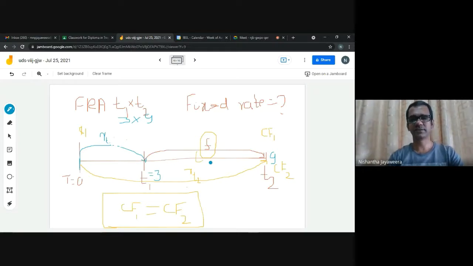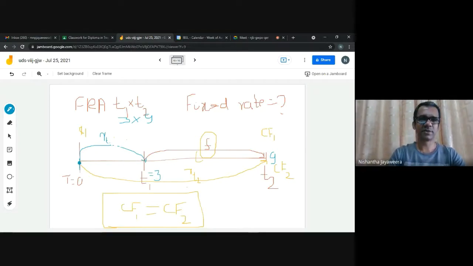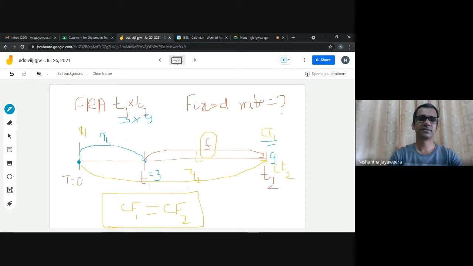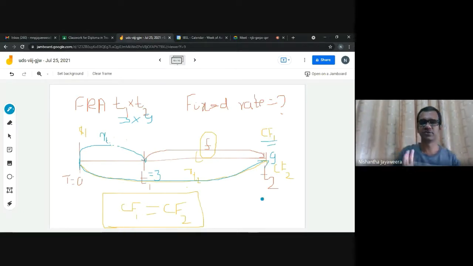To do that, the assumption here is you invest some amount for a 3 month period, you get the maturity proceeds, then you invest that maturity proceeds for another 6 month period. You get a cash flow. That should be the same as the maturity proceeds that you get if you invest the same principal amount at time 0 for the whole period, that means for the whole 9 month period. So there shouldn't be a difference in the cash flows. Based on that, we derive this interest rate.